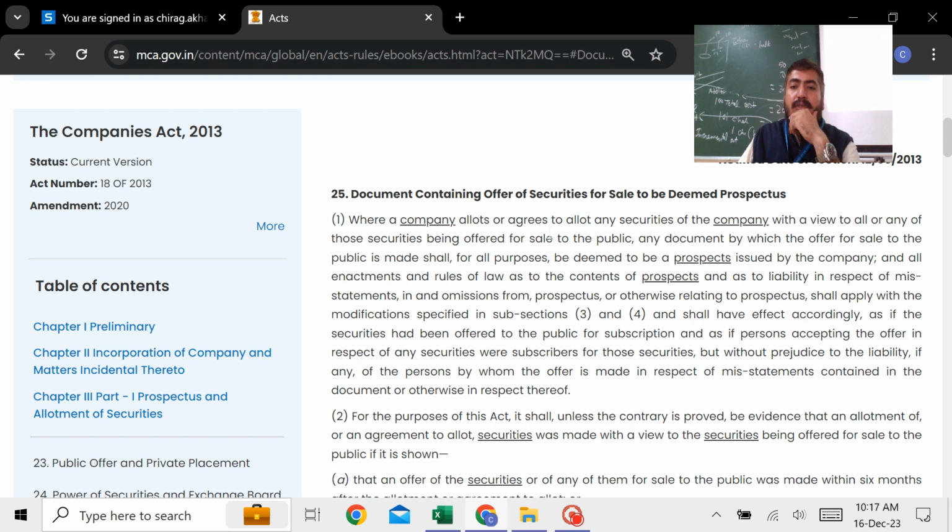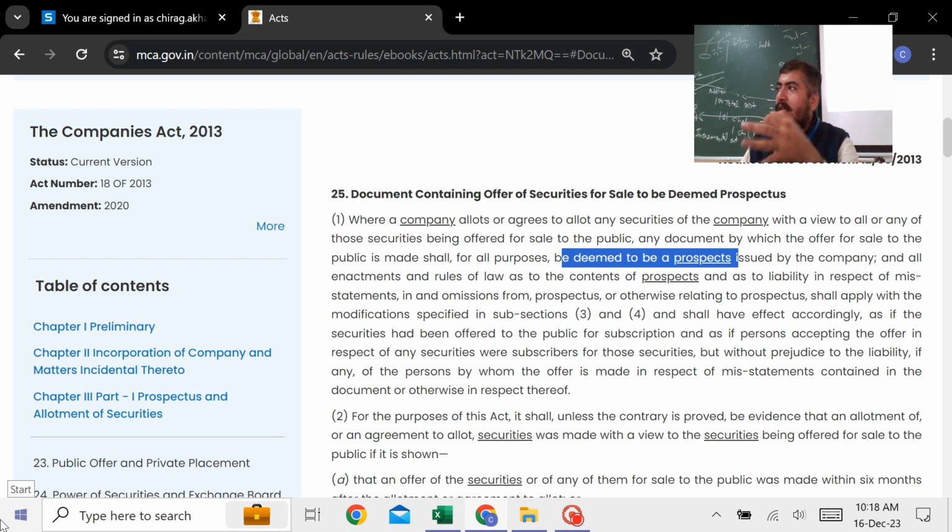So where a company allots or agrees to allot any securities of the company with a view to all or any of those securities being offered for sale to the public, so either all the shares they want to offer for sale or any part. Any document by which the offer for sale to the public is made shall for all purposes be deemed to be a prospectus. Now what is an offer for sale transaction?